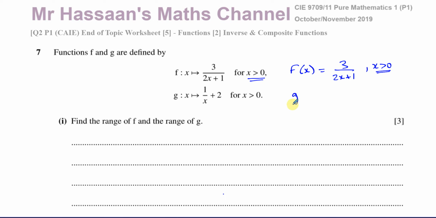So this would be written as g of x equals 1 over x plus 2. Okay, 1 over x and then plus 2. And again, x is greater than 0 is the domain of this function.